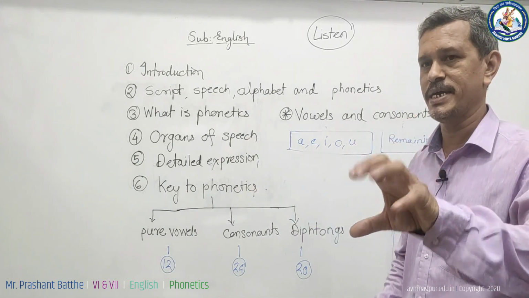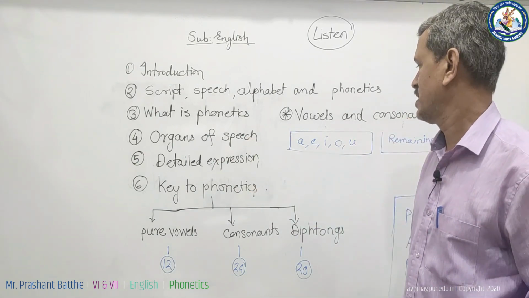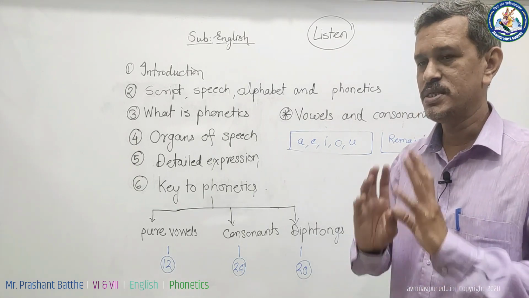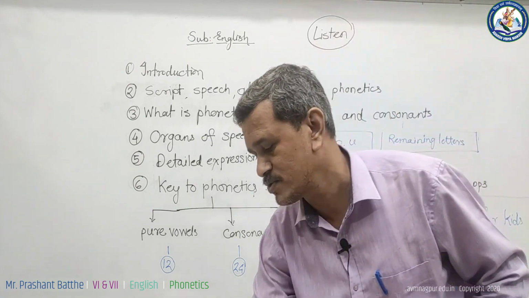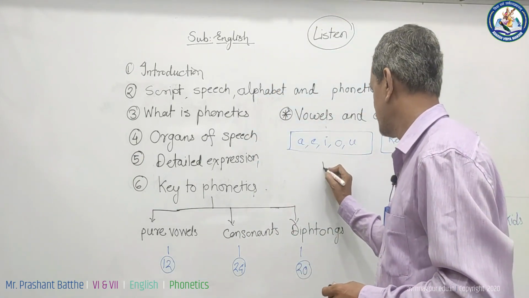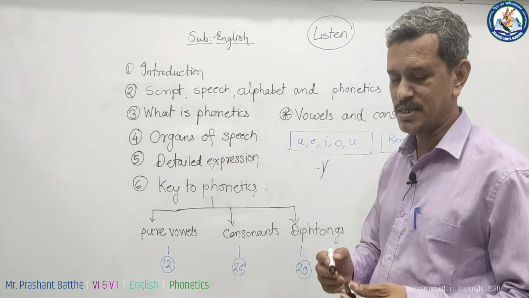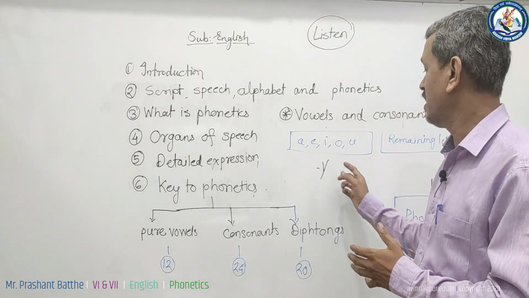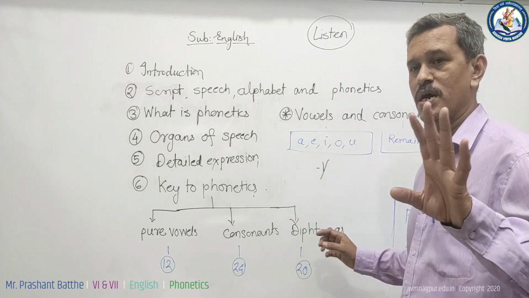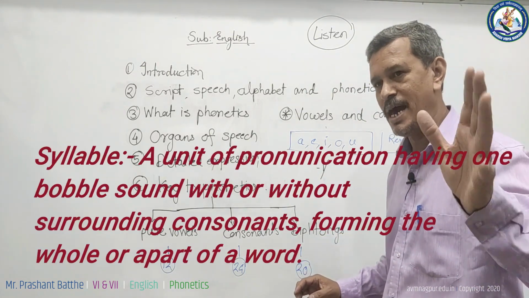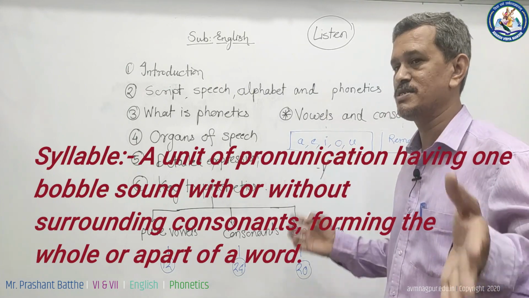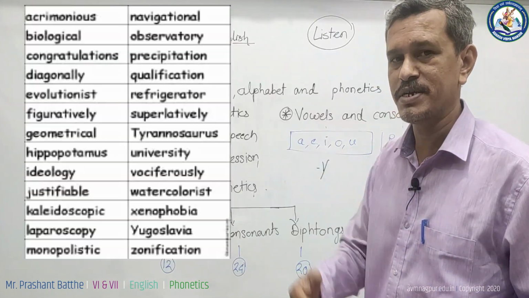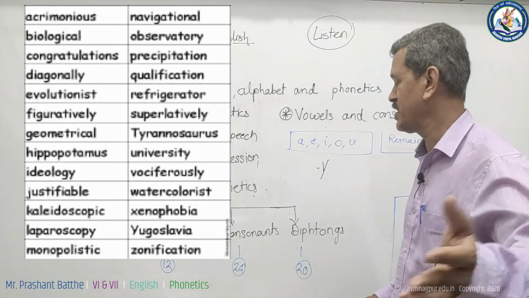If you say A, E, I, O, U, the sound straight away comes from your mouth, and there's another one, that is Y. Sometimes Y is also treated as a vowel. I'm going to post the examples of these as well as the monosyllabic, disyllabic and the different types of words in the video.